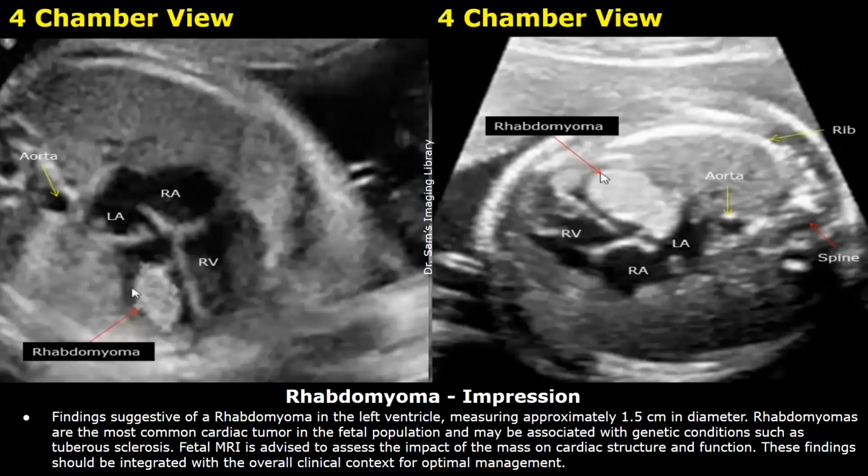This is the impression. Findings suggestive of a rhabdomyoma in the left ventricle, measuring approximately 1.5 centimeters in diameter. Rhabdomyomas are the most common cardiac tumor in the fetal population and may be associated with genetic conditions such as tuberous sclerosis. Fetal MRI is advised to assess the impact of the mass on cardiac structure and function. These findings should be integrated with overall clinical context for optimal management.